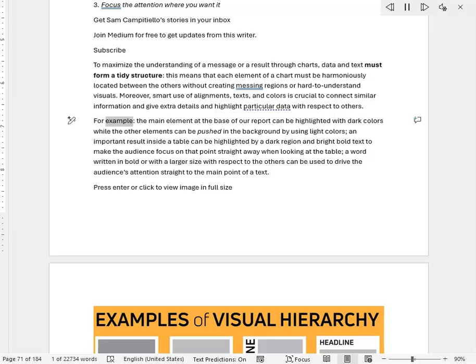For example, the main element at the base of our report can be highlighted with dark colors, while the other elements can be pushed in the background by using light colors. An important result inside a table can be highlighted by a dark region and bright bold text to make the audience focus on that point straight away when looking at the table. A word written in bold or with a larger size with respect to the others can be used to drive the audience's attention straight to the main point of a text.